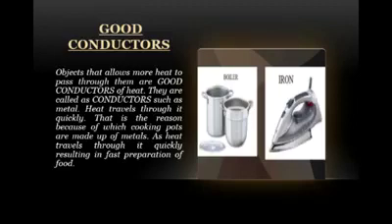Now we have the exact definition of good conductors. Look, be careful. Look at this picture. In this picture you have an iron and a boiler. Objects that allow more heat to pass through them are good conductors of heat. They are called conductors, such as metal. Heat travels through them quickly. That is the reason cooking pots are made of metal, as heat travels through it quickly, resulting in fast preparation of food.